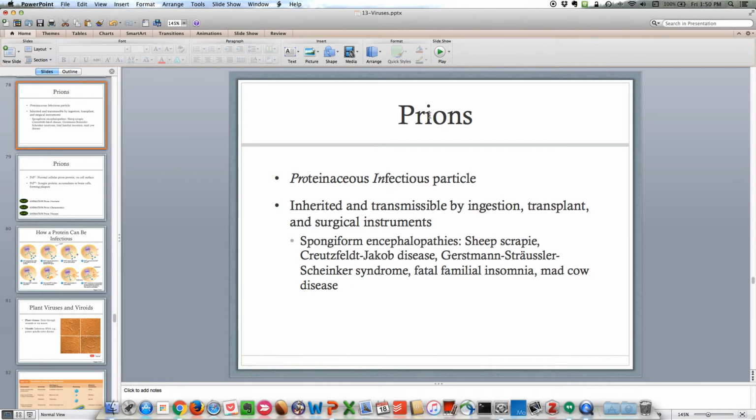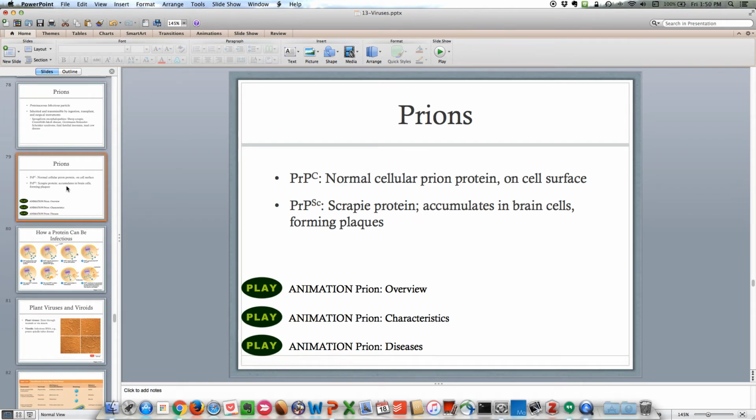And examples of diseases that are caused by prions would be the spongiform encephalopathies, sheep scrapie, Creutzfeldt-Jakob disease, etc. And these usually result in severe neurological symptoms that are typically fatal because there's really no treatment for a prion disease. And so again, these are not viruses; they're proteins.